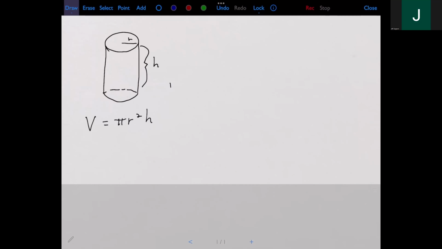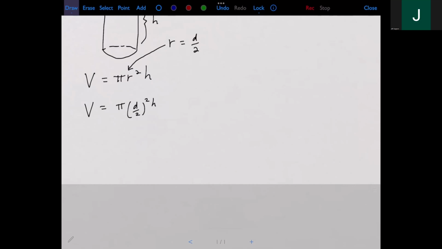So we know that the radius is equal to half the diameter, right? Diameter divided by 2. So if I substitute this in for r here, then I can rewrite the volume as pi (d over 2) squared times h. And then if you work that out, that's going to be pi d squared h over 4.